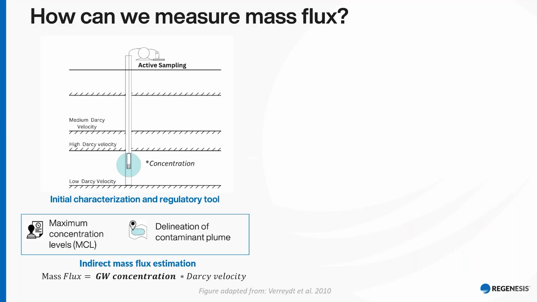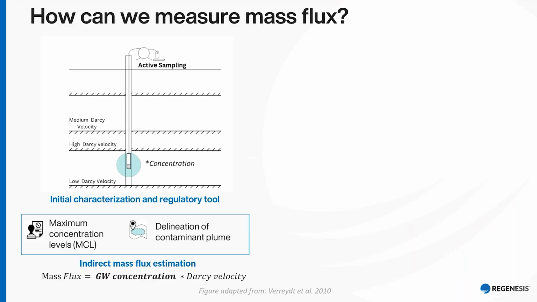And mass flux is calculated by multiplying this concentration times the Darcy velocity. Now, the Darcy velocity in this kind of scenario or initial estimates is estimated based on slug or pump tests, which provide hydraulic conductivity times the hydraulic gradient. Therefore, all of these measurements provide an average estimation that can be over a screen, as Jim was mentioning, that can be 10 or up to 30 feet long in some cases. This is an average estimation.